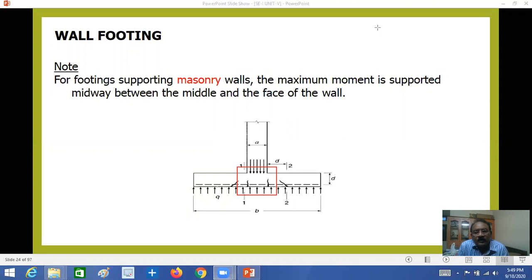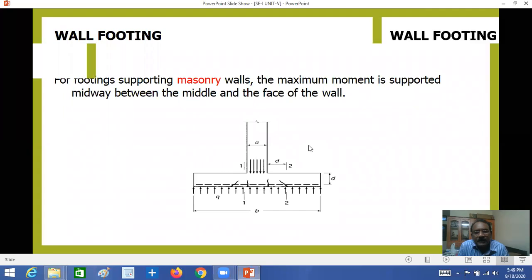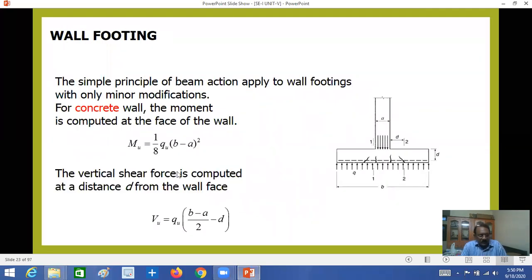As I explained in the previous slide, you must remember this moment equation, that is 1 by 8 qu (b minus a) whole square, and the shear force is equal to qu multiplied by (b minus a) by 2 minus d.